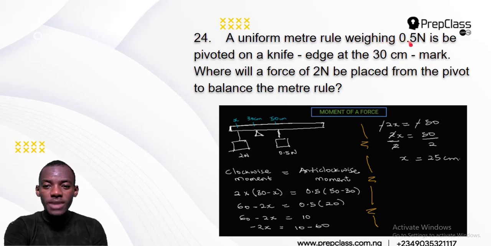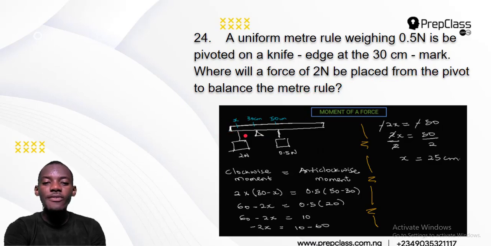Okay, and that's where you place the 0.5 Newton force. The pivot is on a knife edge at the 30 centimeter mark. Now the pivot is at the 30 centimeter, right? Like my drawing, it is turning at the 30 centimeter. Okay, where will a force of 2 Newton be placed from the pivot to balance the metal rule?